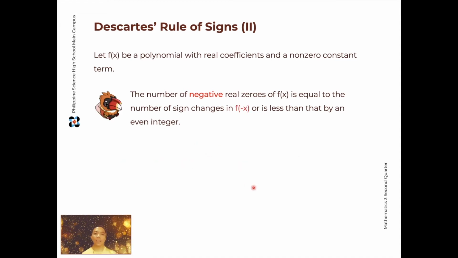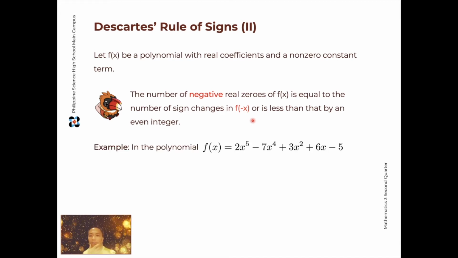Second part ng Descartes Rule of Signs. Pwede daw nating bilangin yung negative real zeros ng polynomial function natin by counting the number of sign changes in, stop, careful, f of negative x. So, kung bibilangin natin yung possible number of negative real zeros, kailangan muna natin i-evaluate si f of negative x at tsaka tayo magbibilang ng sign changes.